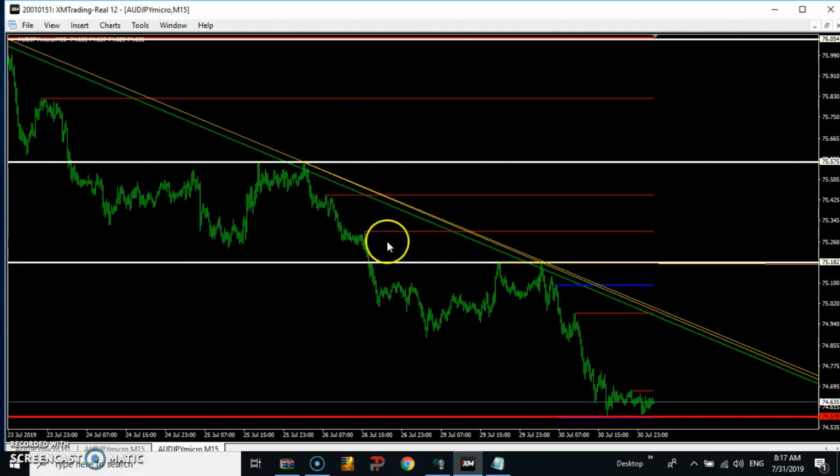Because you are catching a good entry with these trend lines, you are catching good entries. That's why your take profit must be 100 pips to maximize and take advantage of these big legs. Okay? You have automated the system.